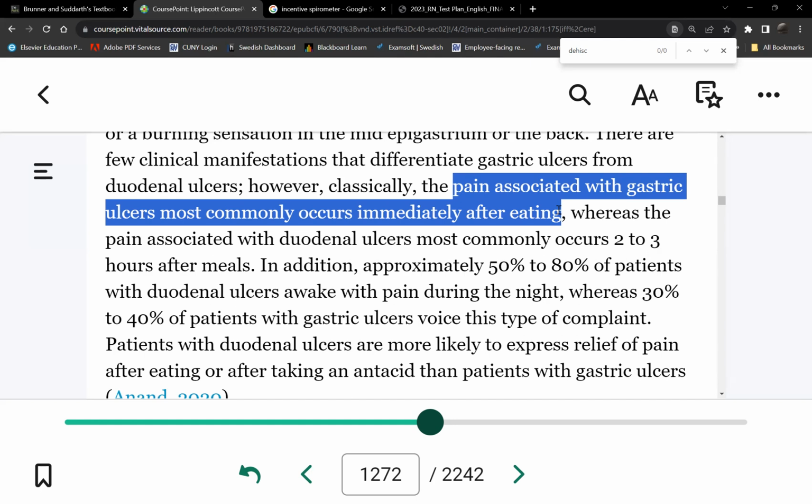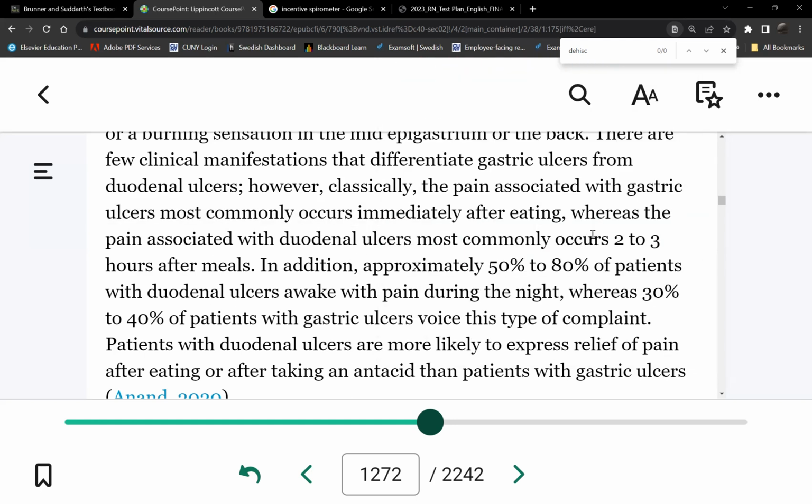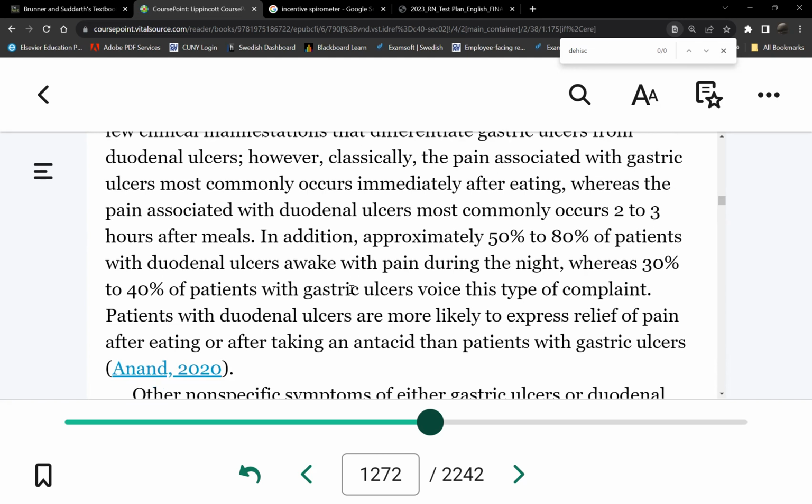Whereas the pain in duodenal ulcers occurs 2 to 3 hours after a meal. Why? Okay, the acid didn't get to the duodenum yet until 2 to 3 hours later, after the stomach already passed the food on to the duodenum. Make sense? All right, so that's how we tell based on the characteristics of the pain, the pain pattern. So when the patient tells you it sounds like a gastric or like a duodenal ulcer, right?